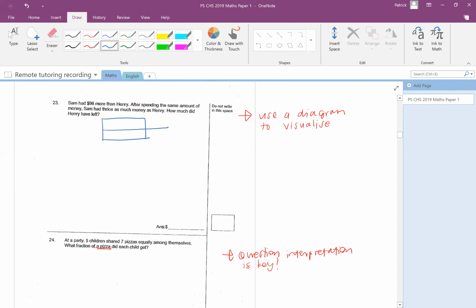So let's say over here, this is $96, right? Sam had 96 more than Henry. After spending the same amount of money, Sam had twice as much money as Henry. Twice as much means how much more did he have than Henry? 2 units more, right?